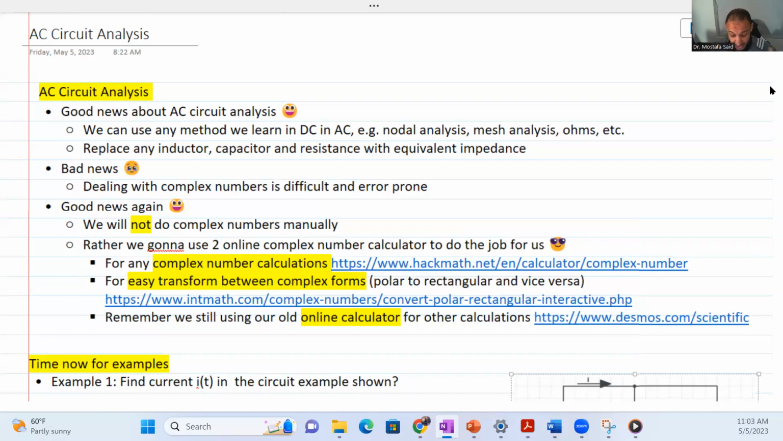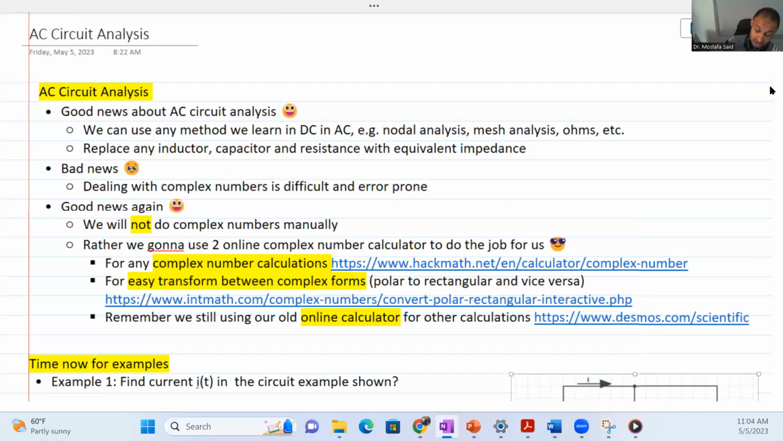So we're gonna start with some good news. Basically, we can use any method we learned in DC here in AC. Like we can use nodal analysis, mesh analysis, Thevenin, Norton, Ohm's law, Kirchhoff's current law, and so on. How to reduce a parallel equivalent of two resistors, here it will be two impedances, and so on. And to make our life easy, one tip here: just replace any inductor and capacitor with Z. That will make your life very easy.